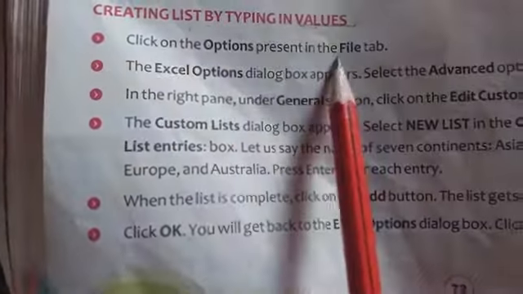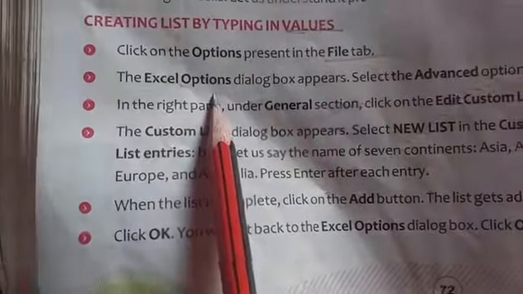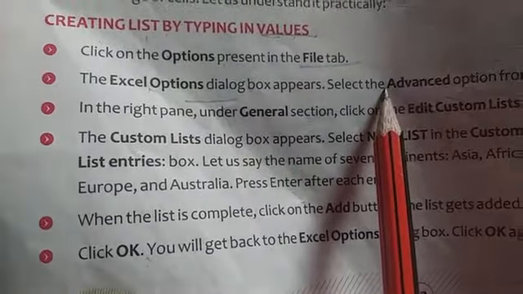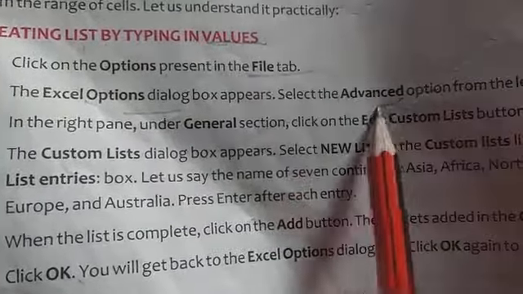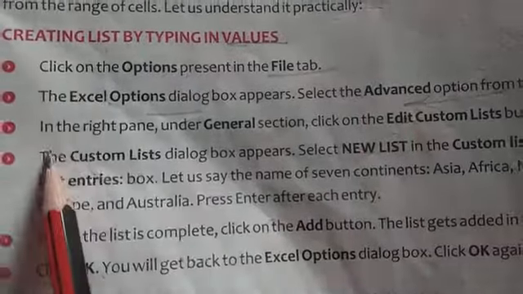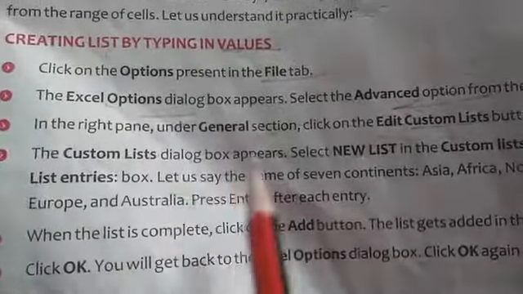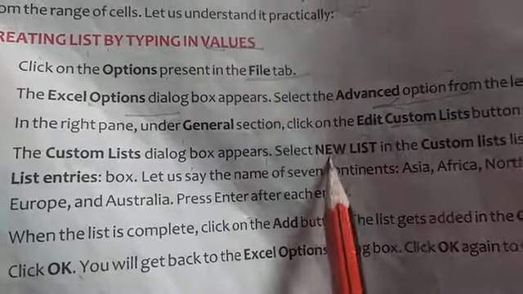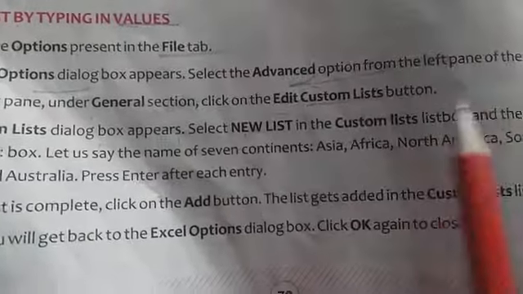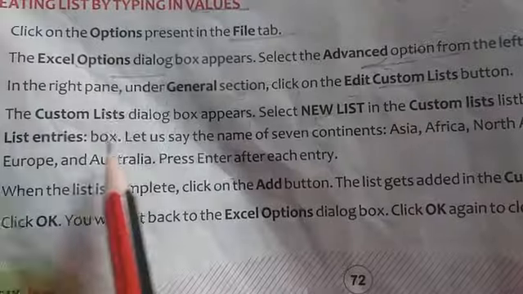So let's read now. Click on the options present in the file tab. The Excel options dialog box will appear, and after this you have to choose the advanced option. In the right pane under general section, click on the edit custom list button. The custom list dialog box will appear. Select new list in the custom list box and then type the entries in the list entries box.